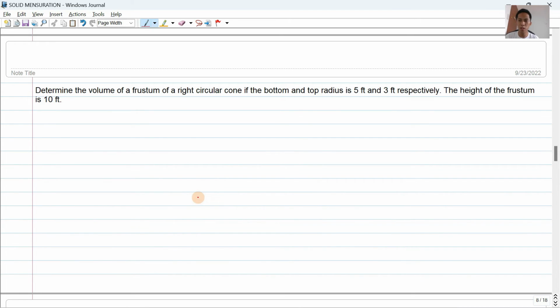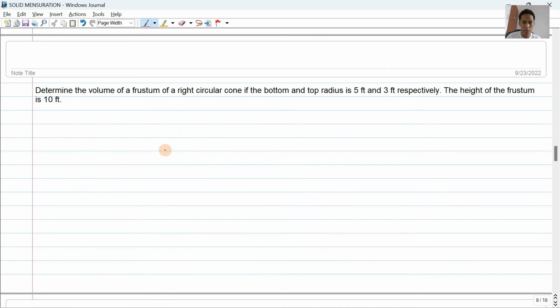So determine the volume of a frustum of a right circular cone if the bottom and top radius is 5 feet and 3 feet respectively. The height of the frustum is 10 feet. So pag sinabi natin, guys, na frustum of a cone, right circular cone, so siya lang yung parang portion ng cone wherein meron tayong hati sa taas tsaka sa baba. So those bases, which called bases, are parallel to each other.